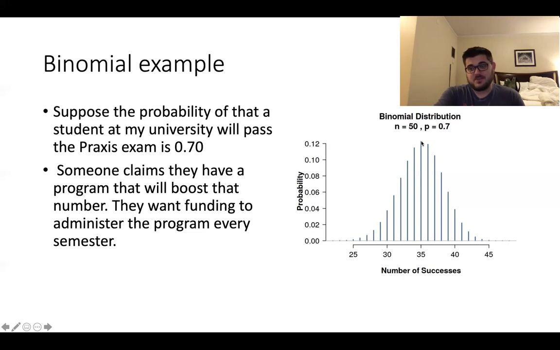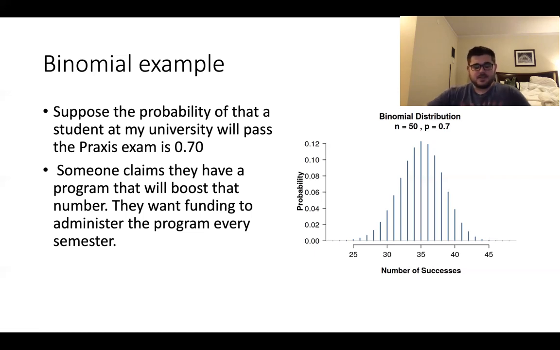That's exactly 70%. But we know about flipping coins and rolling the dice. You don't always get the population mean in your samples. Sometimes you're going to get 36 people passing. Sometimes you're going to get 34 people passing. In some rare cases, you might only get 25 people passing. That would be disastrous, but that's a very unlikely outcome. If this is the real parameter, if the probability of passing really is 70%, you're probably not going to see only 25 people pass. Likewise, you're probably not going to see as many as 45 people pass.